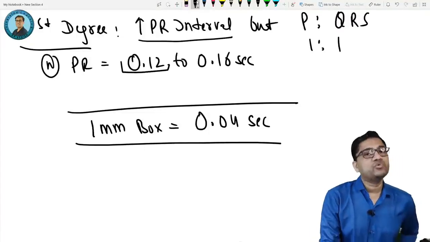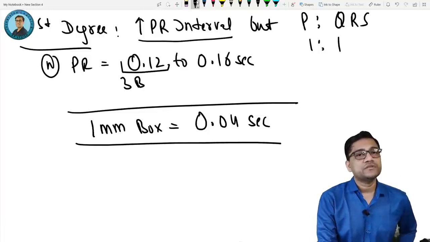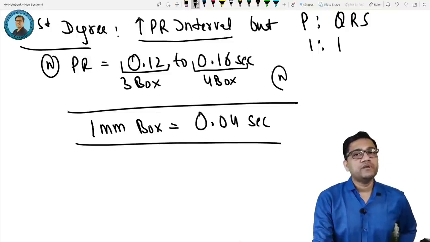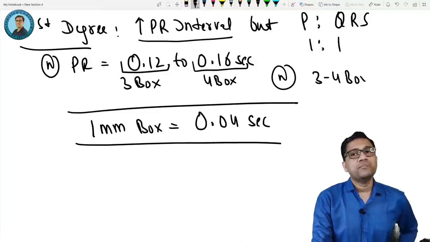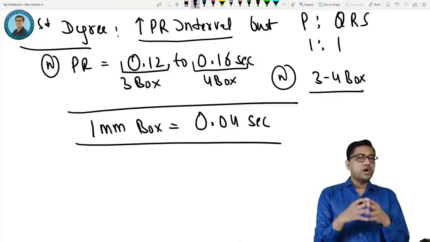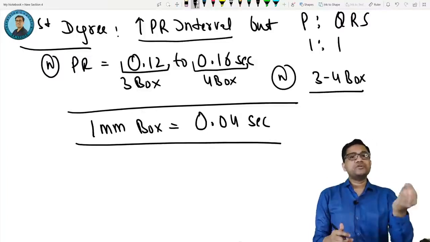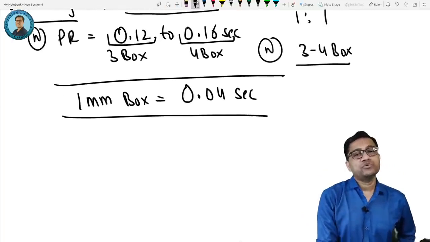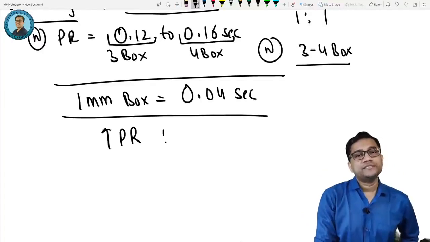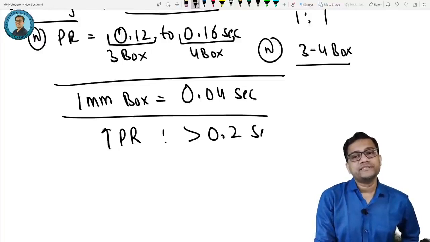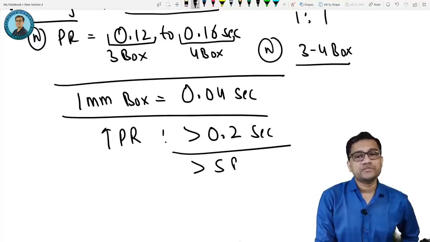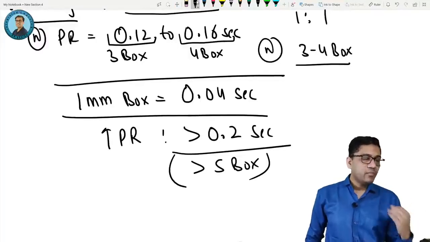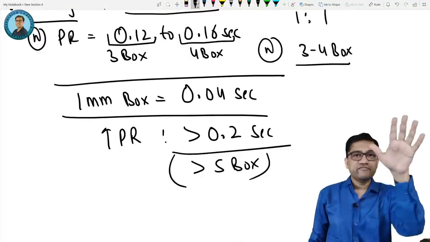Now comes the question. If 0.12 is taken, how many boxes? 3 boxes. And 0.16 is how many boxes? 4 boxes. So 3 to 4 boxes is normal. Now what is abnormal? More than 0.2. So increased PR is more than 0.2 seconds. That is how many boxes? More than 5 boxes. Easy.